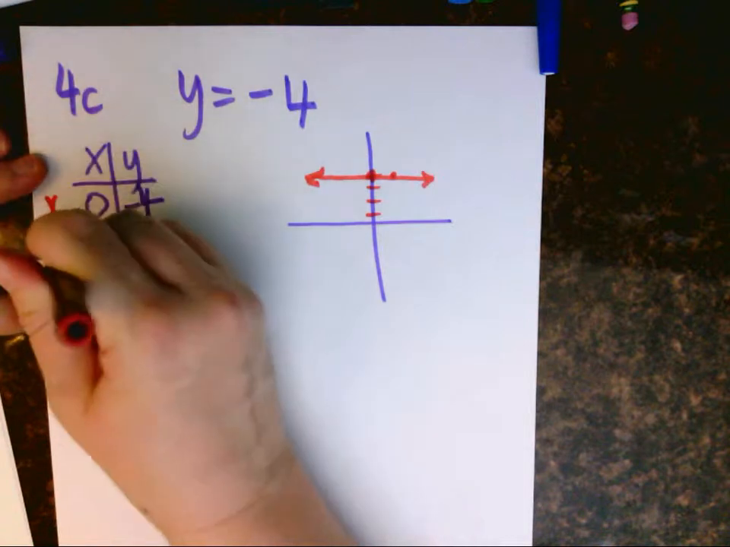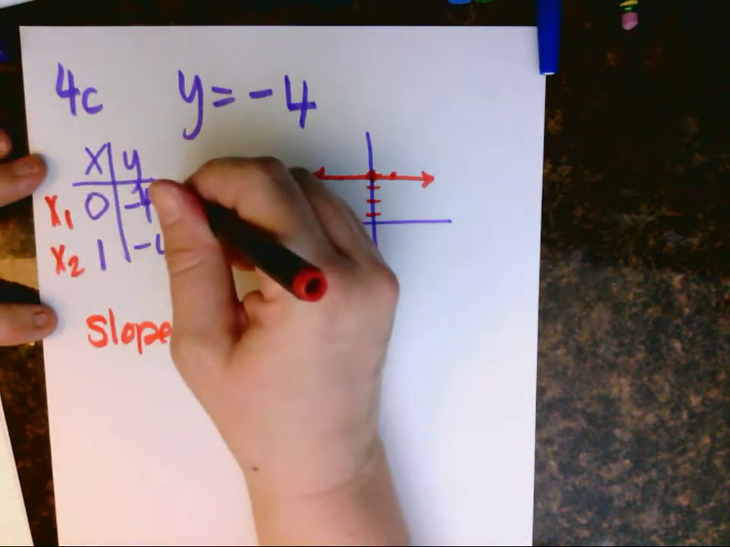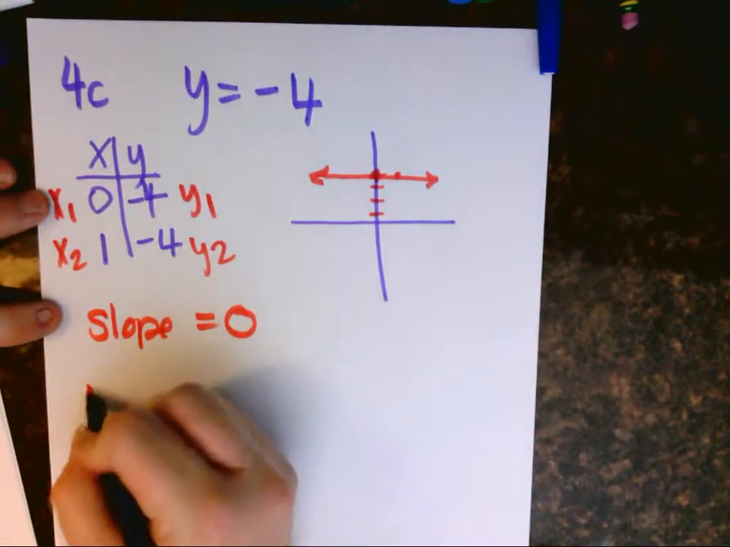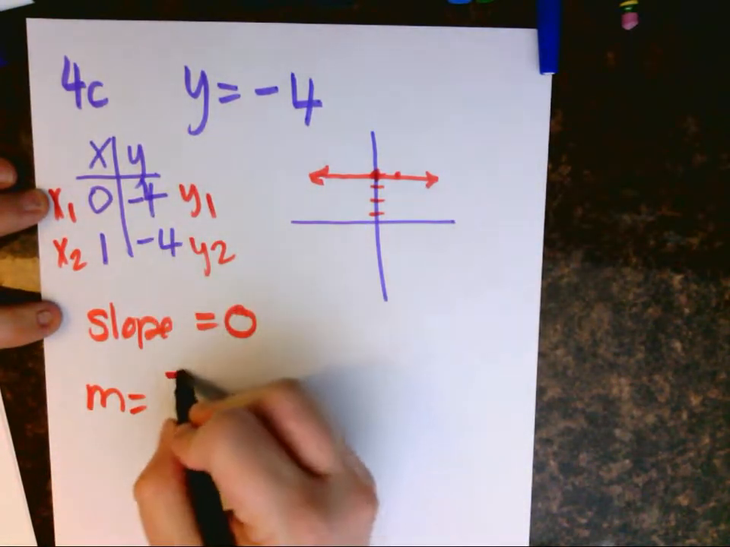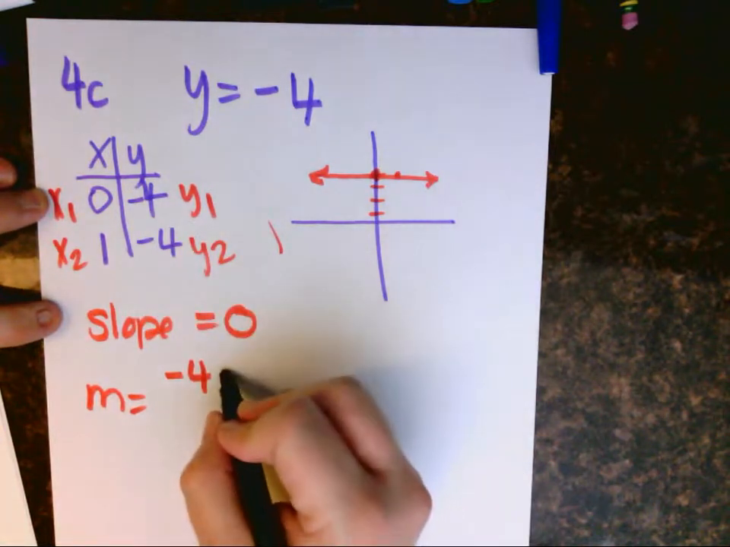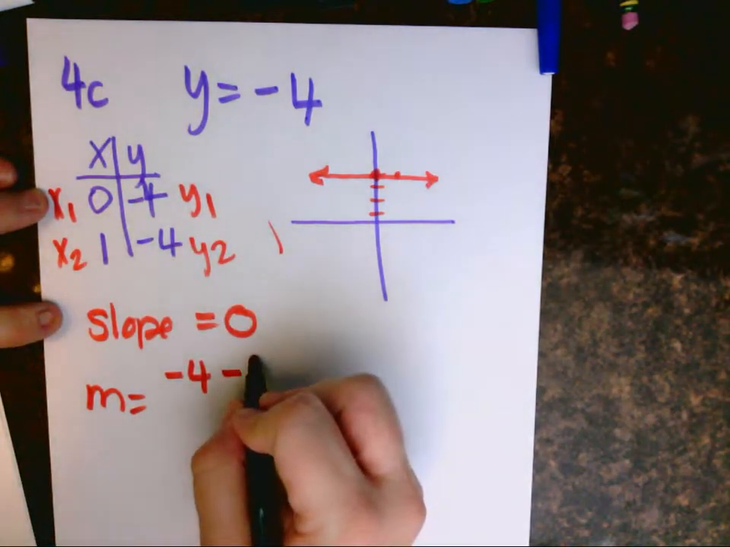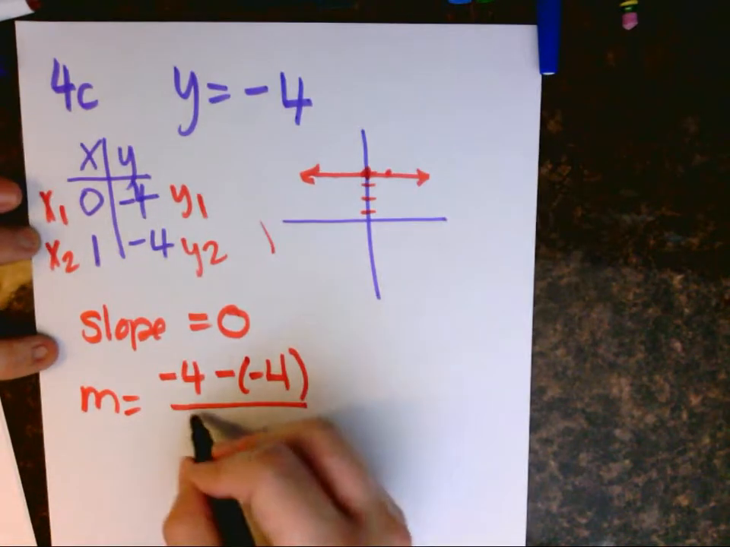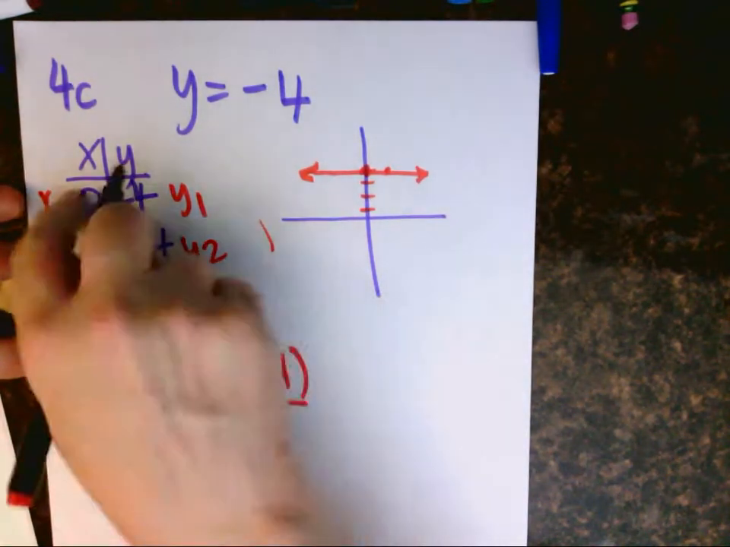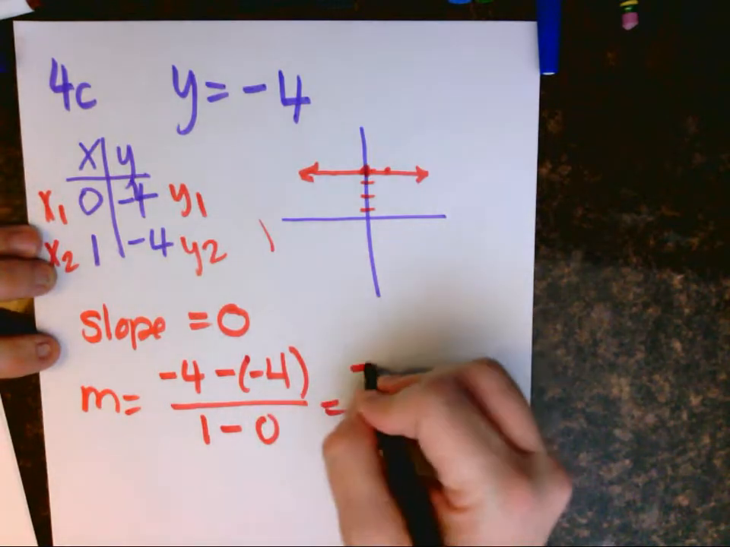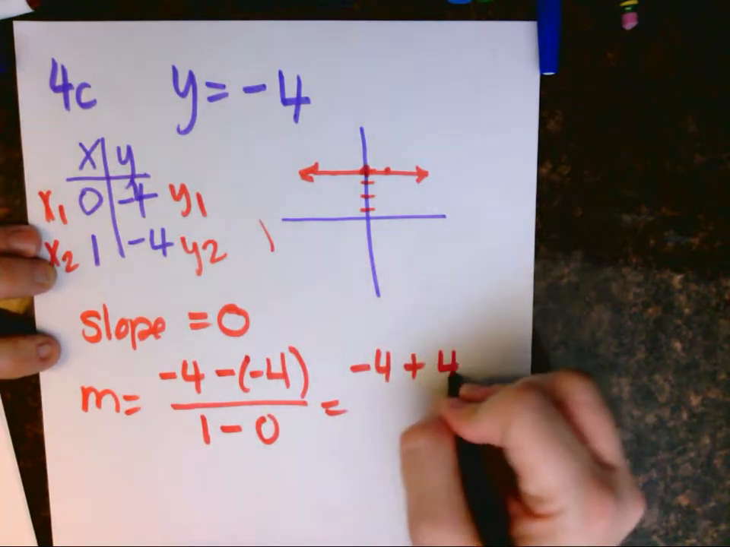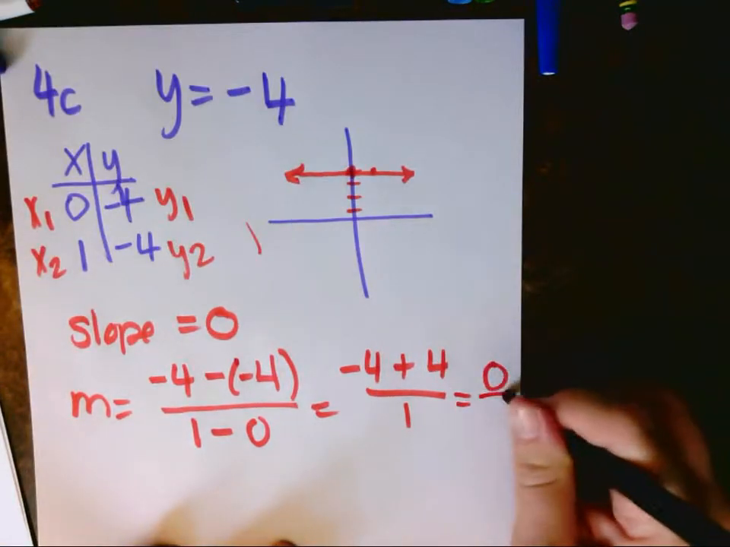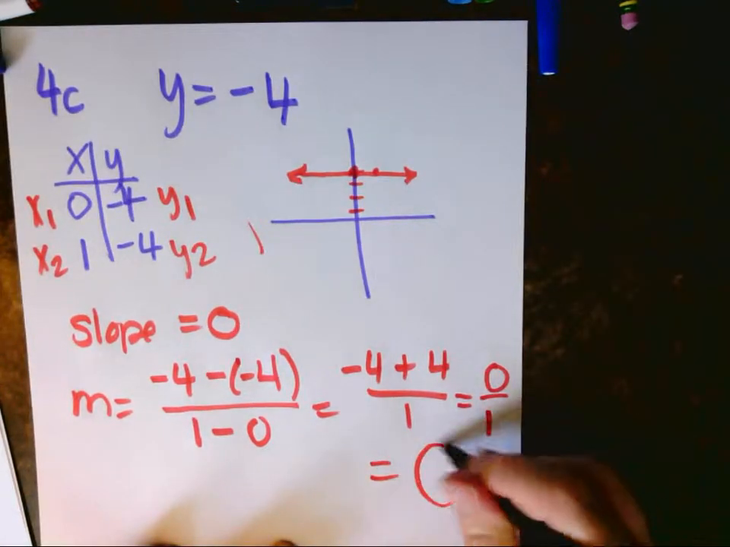This is our x1, x2. So this is the point x1, y1, and that's the point x2, y2. So I use my slope formula, and I take y2 minus y1, minus a negative 4, right? All over x2 minus x1. So this is a negative 4 plus a 4 over 1. Negative 4 plus a 4 is a 0 over 1, which is a big fat 0, right?